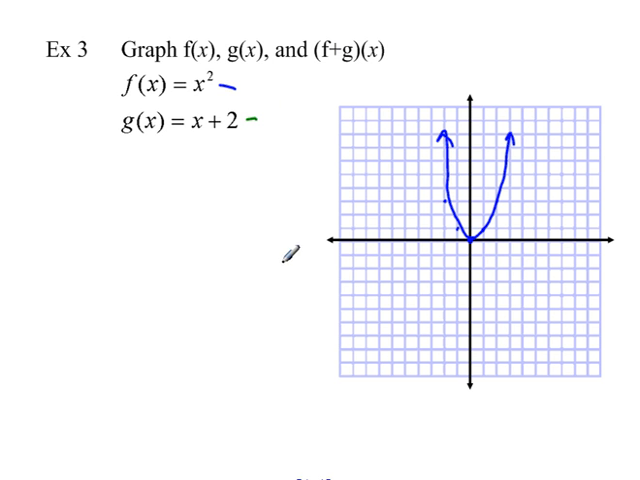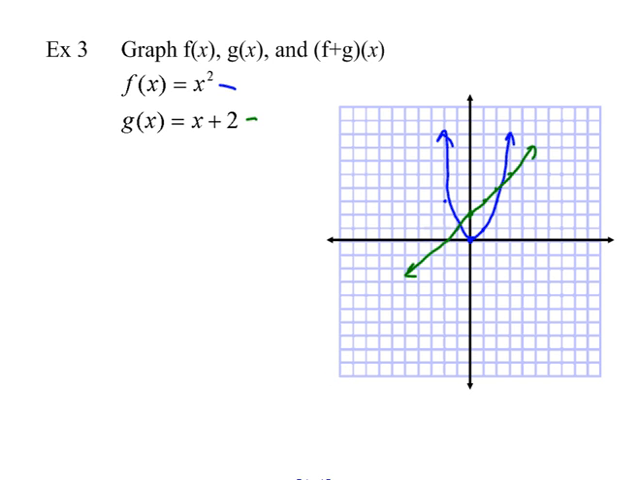Second function here. Hey, the nice thing is we know how to graph this. This is like y equals x plus 2. This is the graph of a line. Y-intercept is 2, slope is 1. So I'm going to go up to 2. I'm going to go up 1 and right 1, get some points here. And I can connect those points and extend the line.